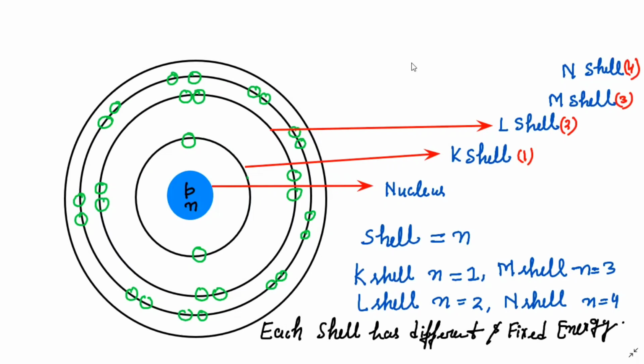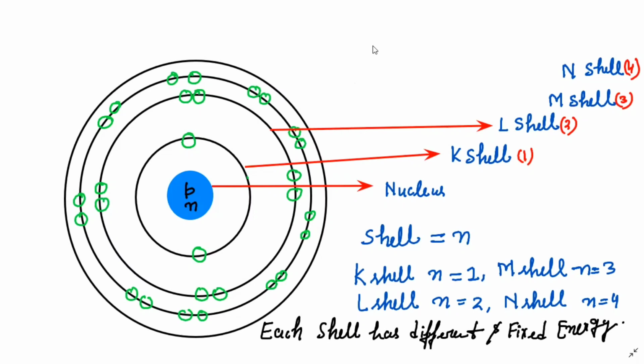The shell close to the nucleus has less energy, and the shell far from the nucleus has more energy. Now, the 2n square rule. Each community, each society has different rules. In the same way, this community has a rule, which is the 2n square rule. It helps in the determination of the arrangement of electrons.